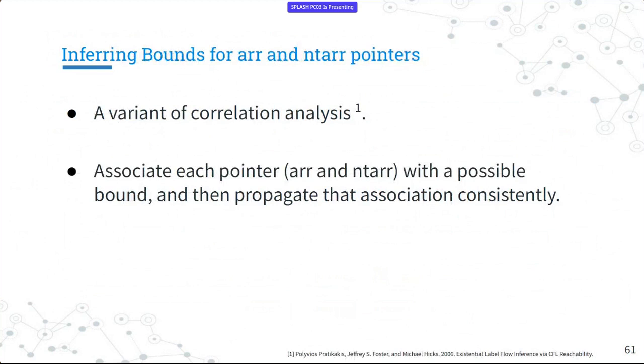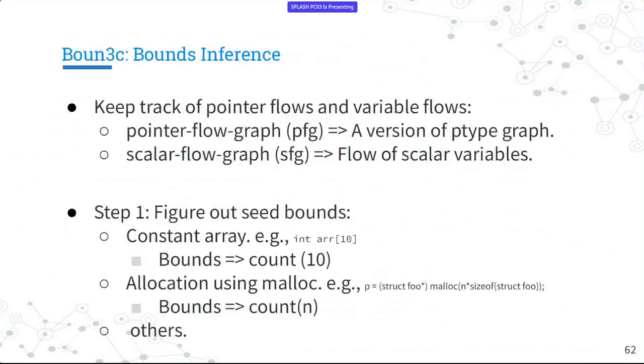So to do that, we use a variant of correlation analysis. Basically, for each array pointer, we associate a bound, and then we propagate this bounds information along the program. And then if the bounds propagate consistently, then we use that as the bounds for that pointer. Let's look at an example.